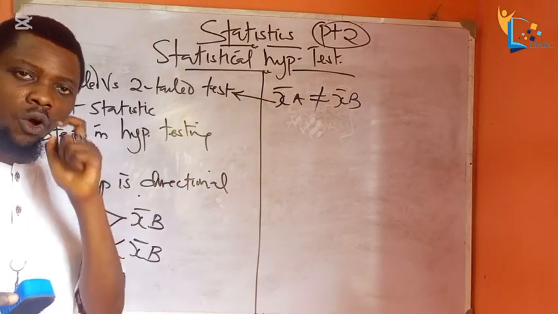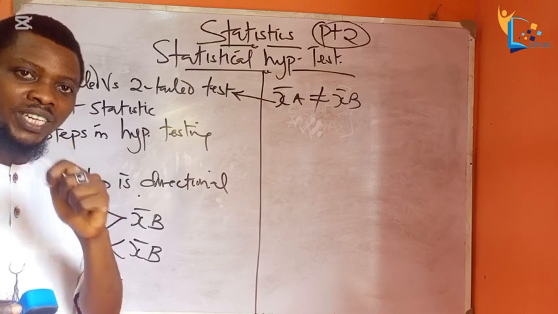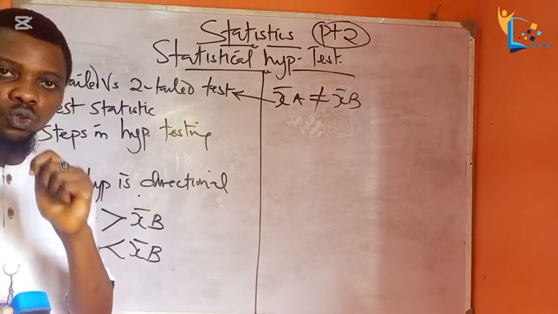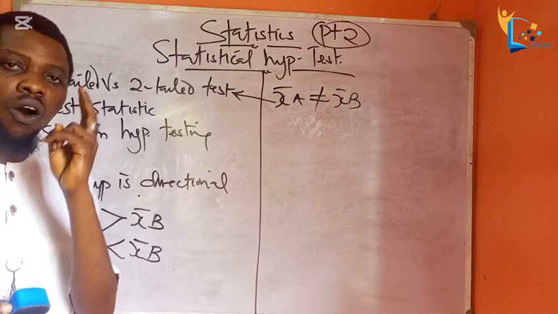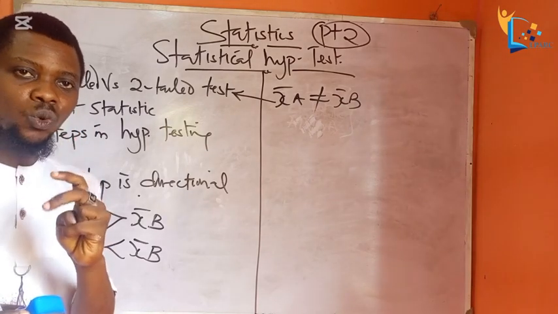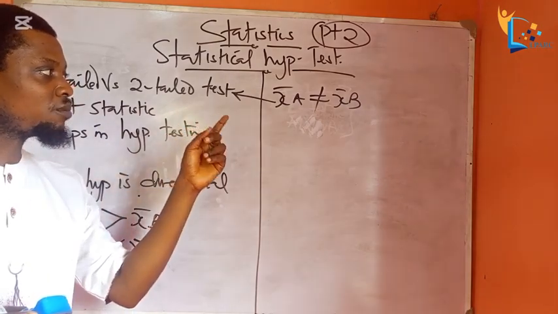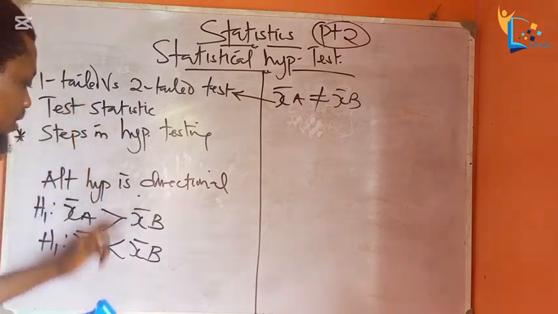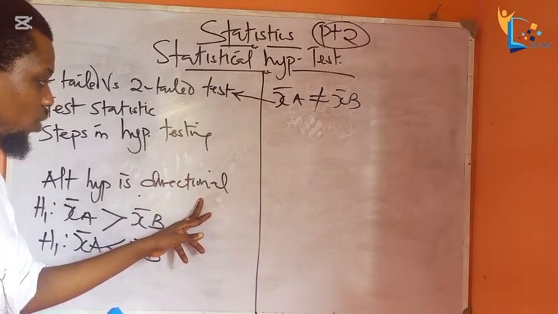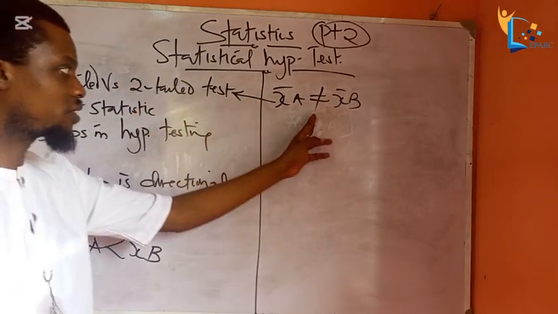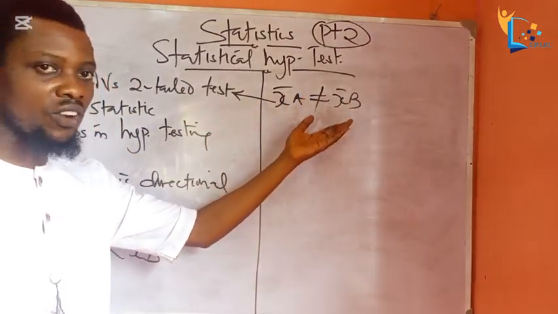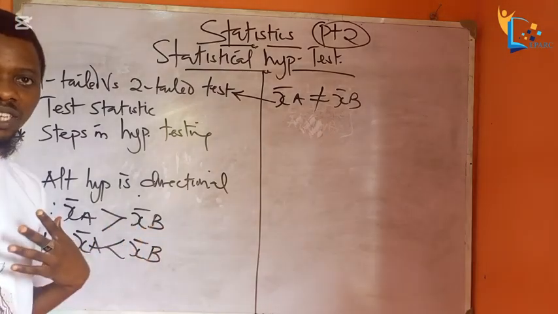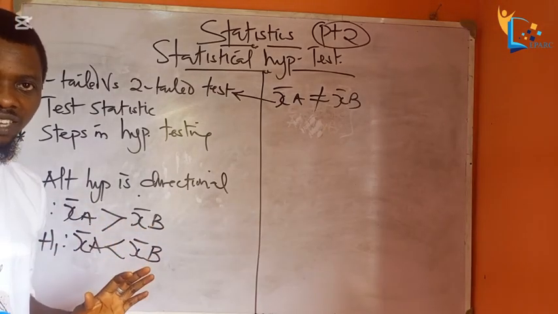So basically, the alternate hypothesis determines whether a hypothesis is a one-tail or two-tail test. If it is a one-tail test, the alternate hypothesis is directional. But if it's a two-tail test, the alternate hypothesis is non-directional. When we say non-directional, we're talking about no difference. But when we say directional, we're talking about less than, greater than, more than, or stuff like that. Do you understand it? All right.